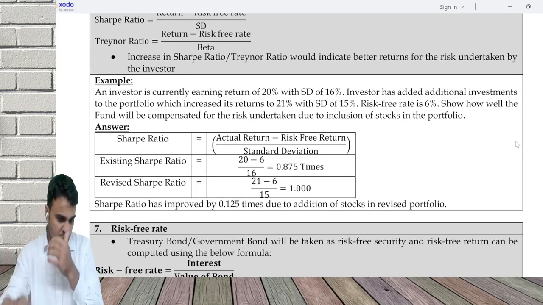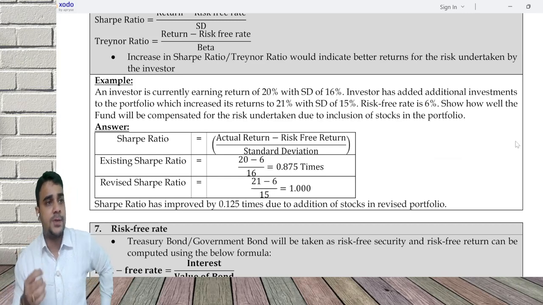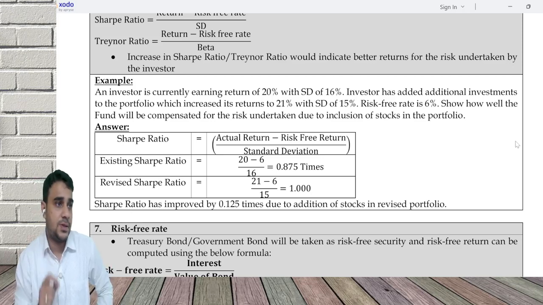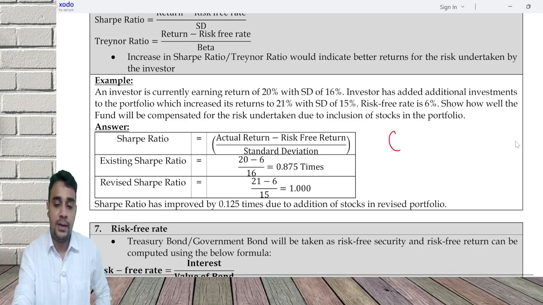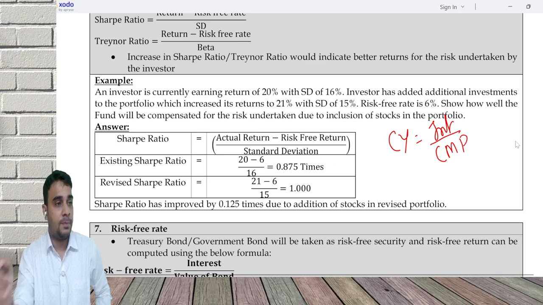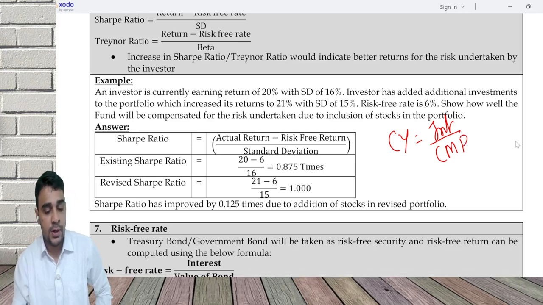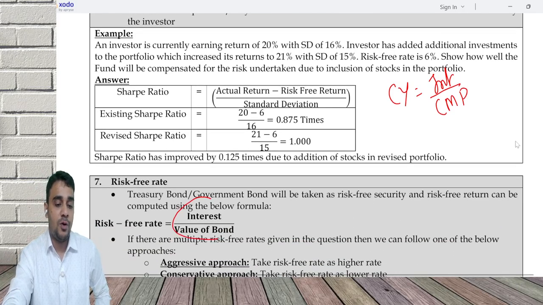Able to understand now. Next is risk-free rate. A small discussion on risk-free rate. What is risk-free rate? It is the return which is being earned by a government security or a treasury bill, because government securities are considered to be risk-free. Now, to calculate risk-free rate, we can use a formula of current yield, which is equal to interest by current market price. You do this in bond valuation. So, interest divided by value of bond.